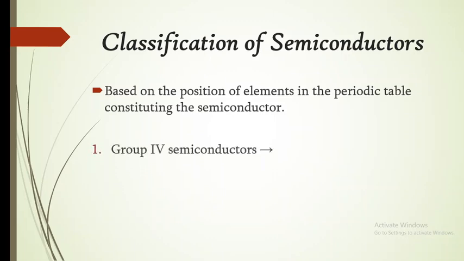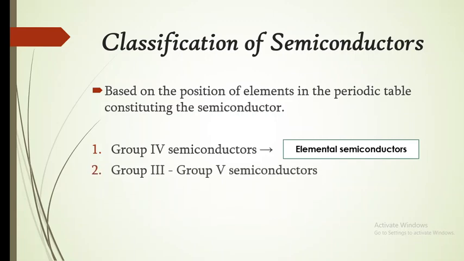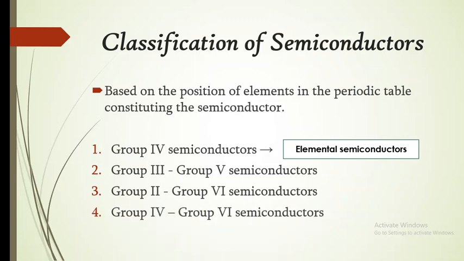So first, that is group 4 semiconductors. These are nothing but the elemental semiconductors. The second group is group 3, group 5 semiconductors. Next is group 2, group 6 semiconductors. Next is group 4, group 6 semiconductors. And these three classes, which constitute two different elements from different groups of the periodic table, constitute compound semiconductors.